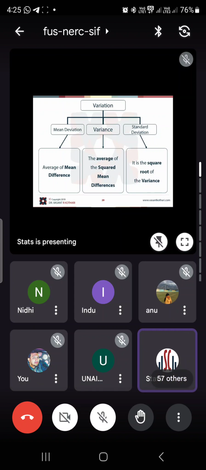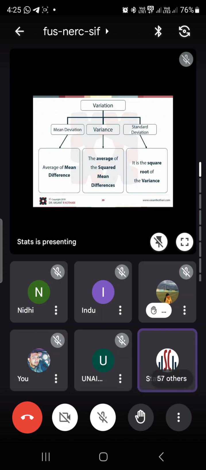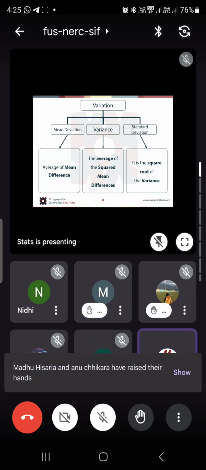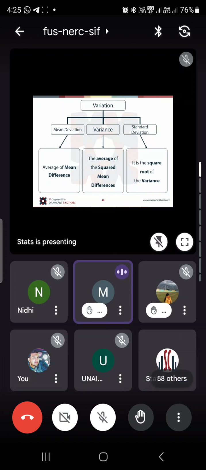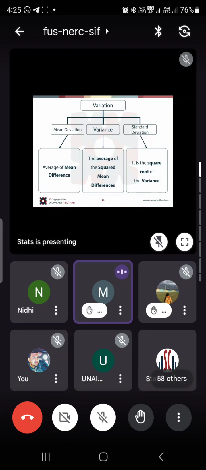Yes. Any more questions you have? Yes, Anu? Please ask. Can you hear me? Yes, Madhu. Please ask. I don't think the variation can be negative, because we are just taking the average of those numbers, and we are anyway converting the negative to positive. How can the variation be negative?